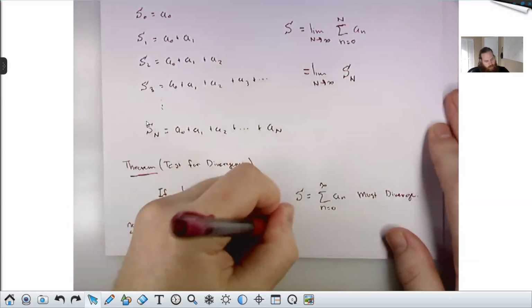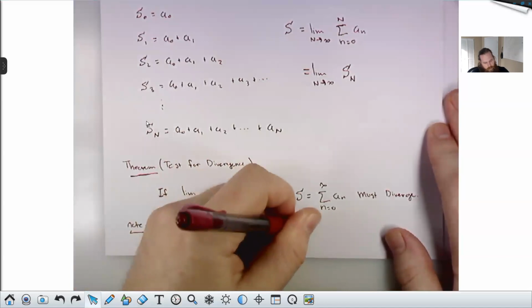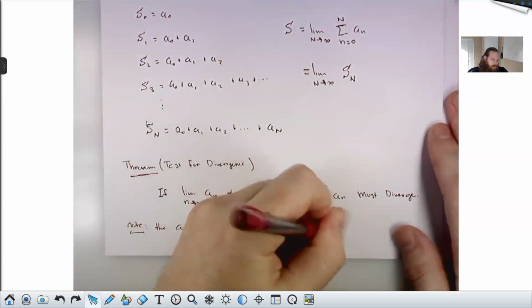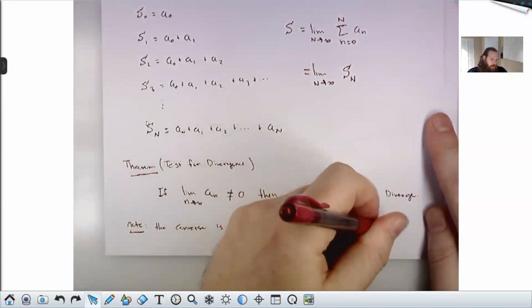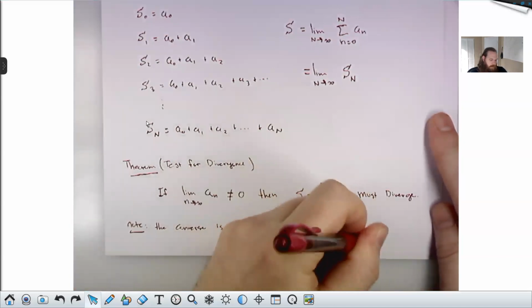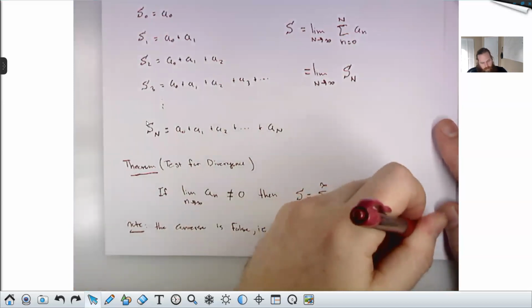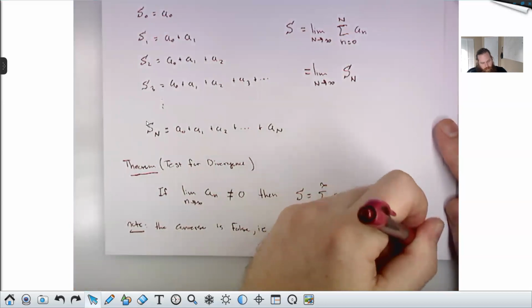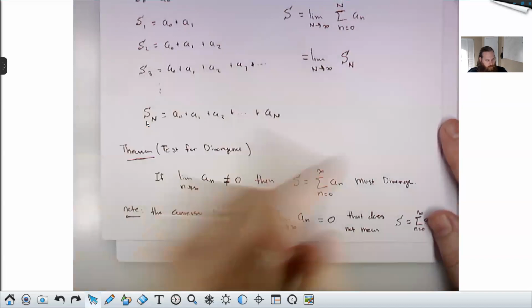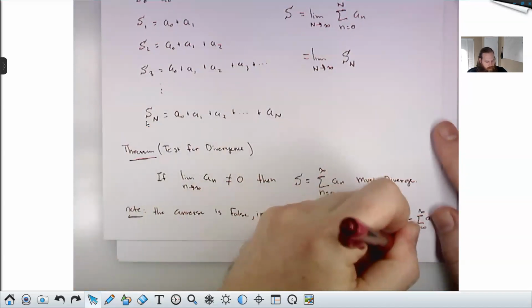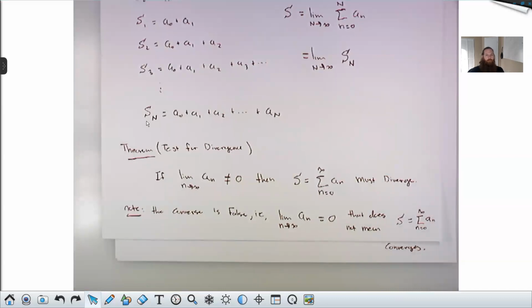That is, if the limit as n goes to infinity of a_n is 0, that does not mean that the series sigma a_n, summed from wherever to infinity, must converge. That does not mean that this converges. So we call this a one-way implication.